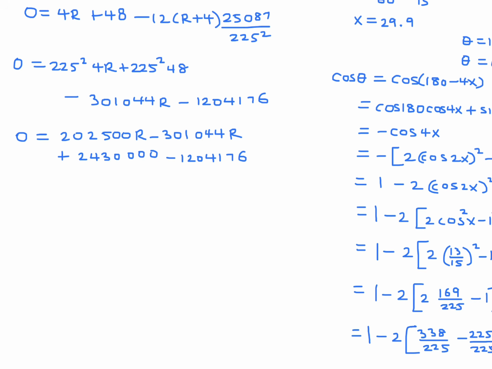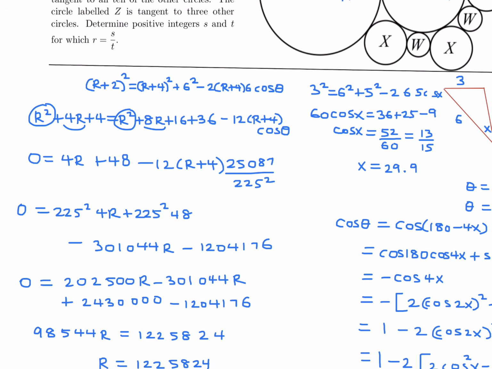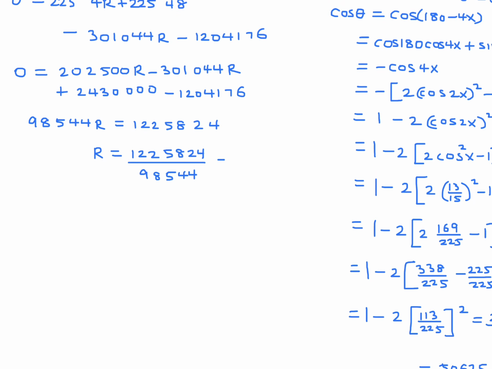So that would be 98,544r is equal to 1225824, and therefore r is 1225824 over 98544, and I think that's the answer. R is s over t, so this is my s over t.